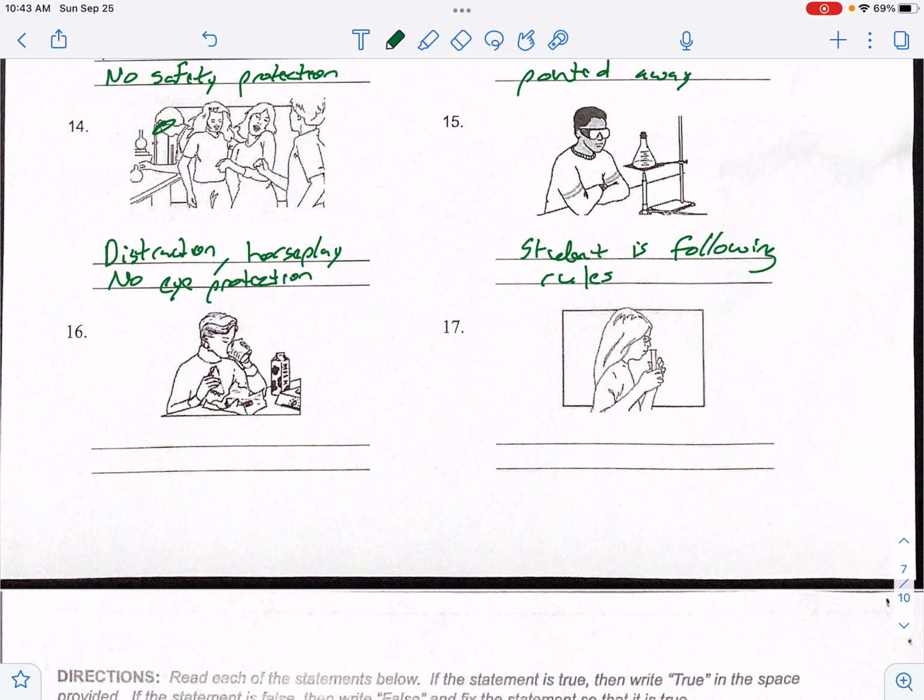Okay, number 16. We should not be eating, so do not eat or drink. He's actually drinking from a beaker, so that's not a great thing. You never know what was in that thing. So do not eat or drink in a lab. You do not want to get chemicals on there that you can ingest.